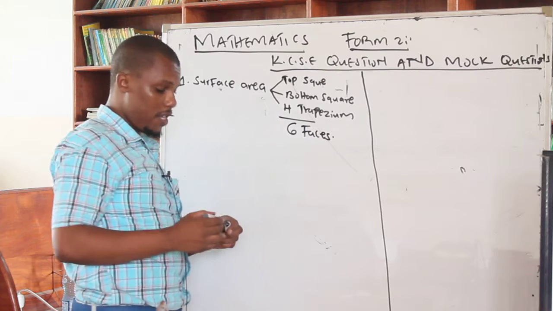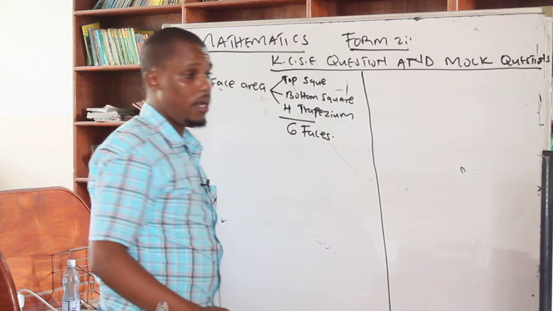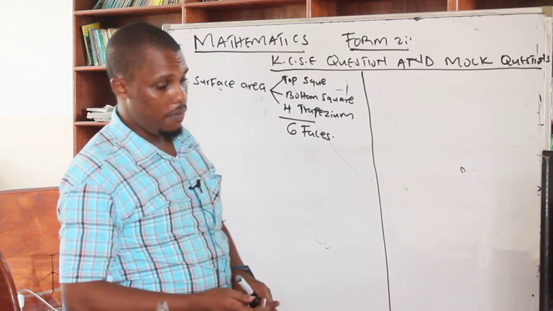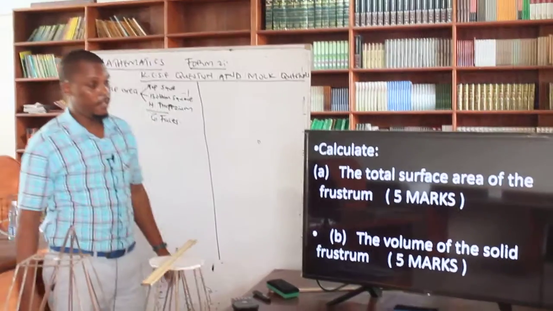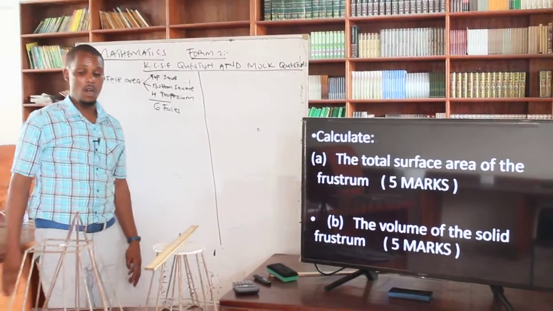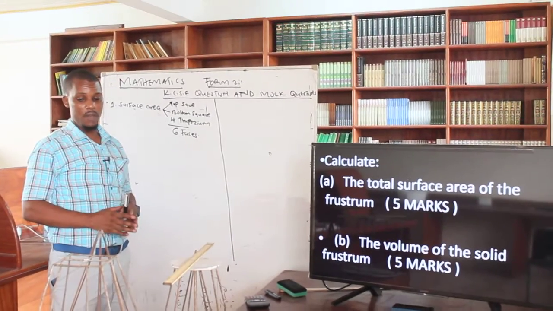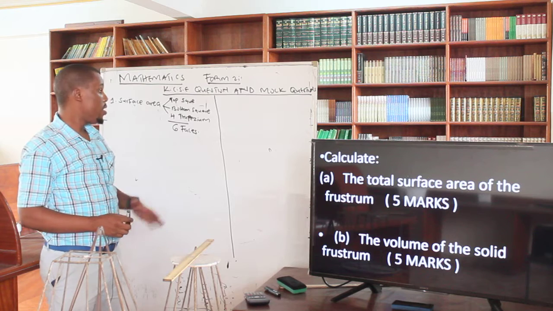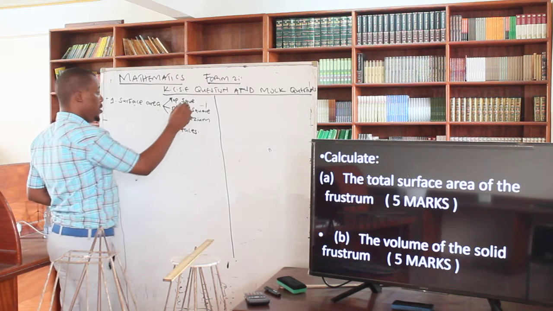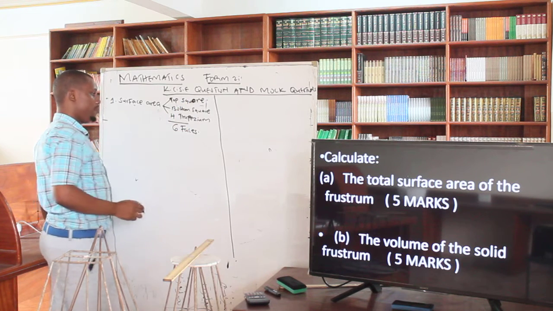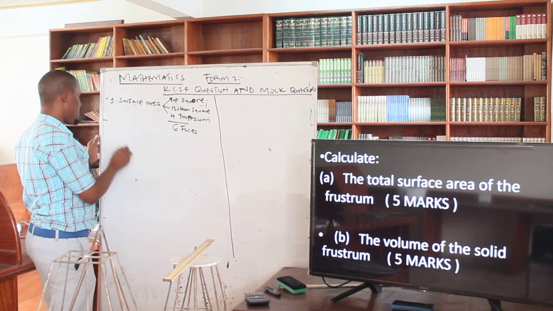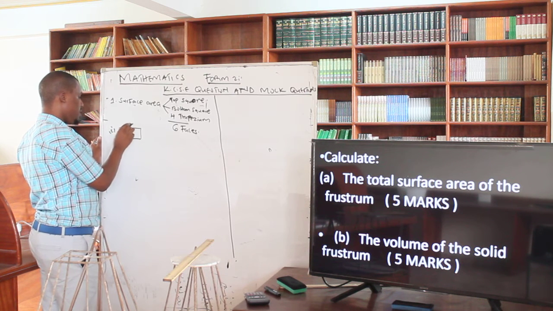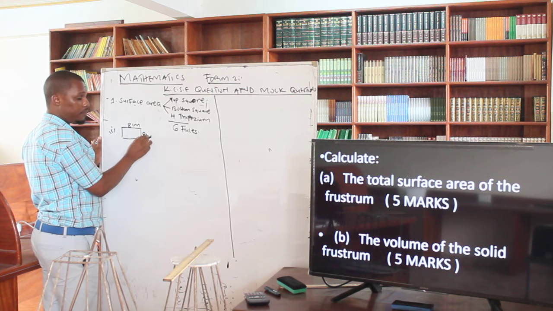And because we have been told to find the surface area in question number 1, the question is telling us to find the total surface area of the frustum. So what are you going to do? You're going to sum up the total area of each and every face. So Roman 1, you go to the top square, we are told here is 8 centimeter, and here is 8 centimeter.